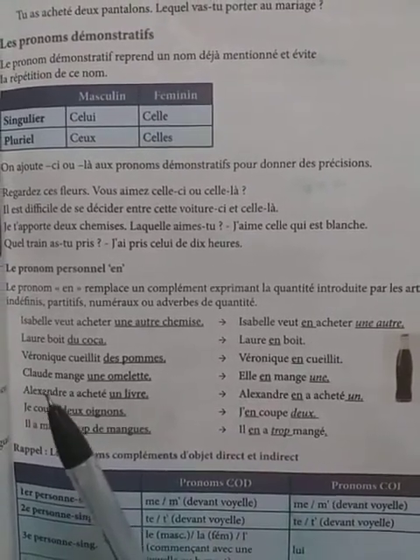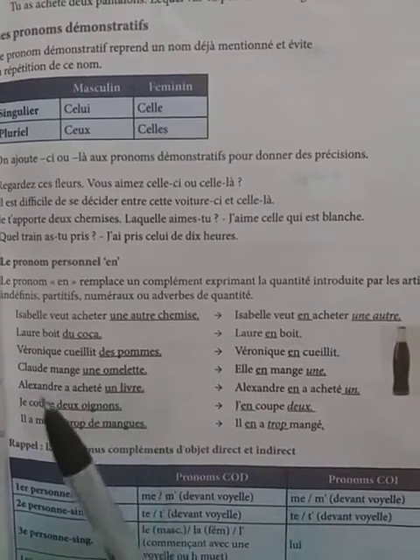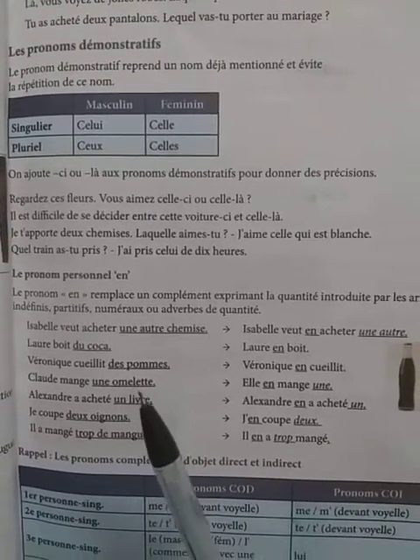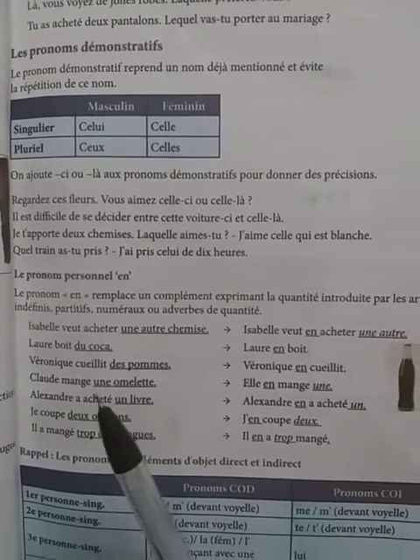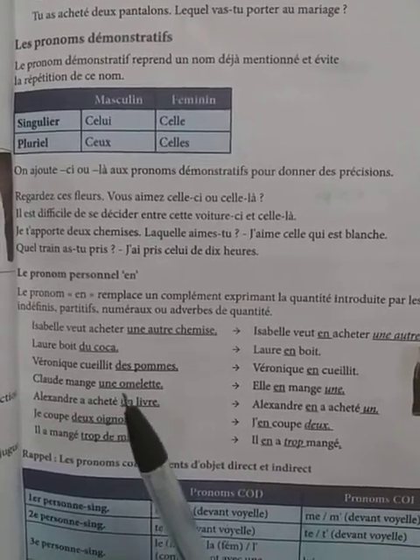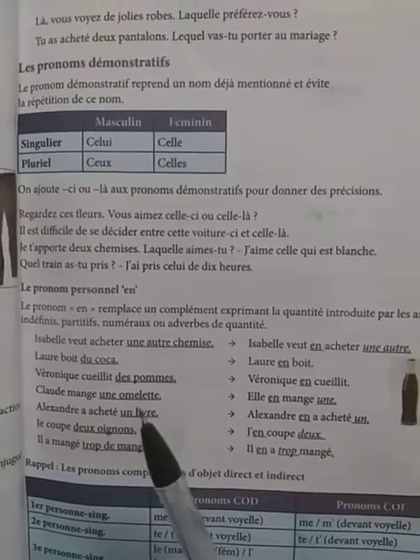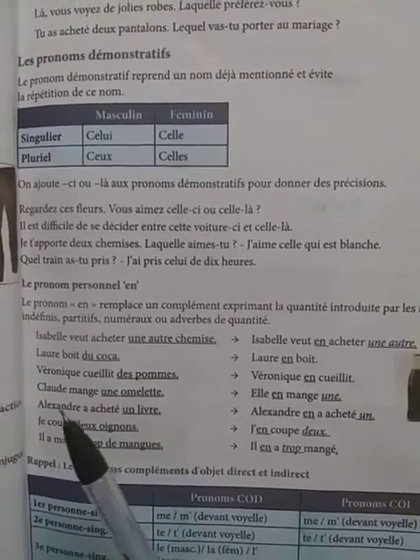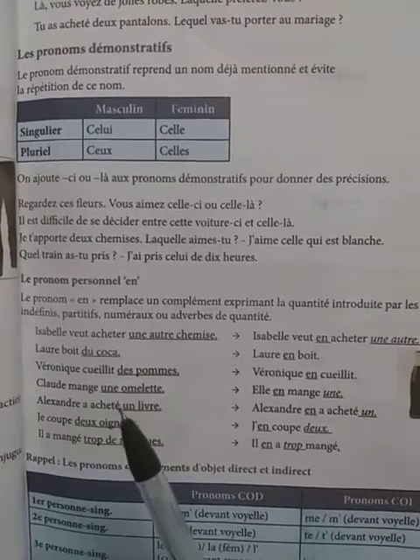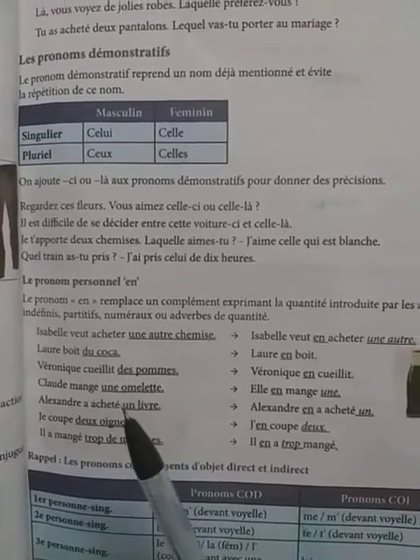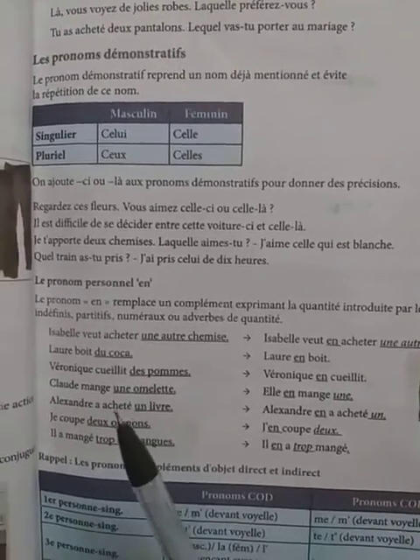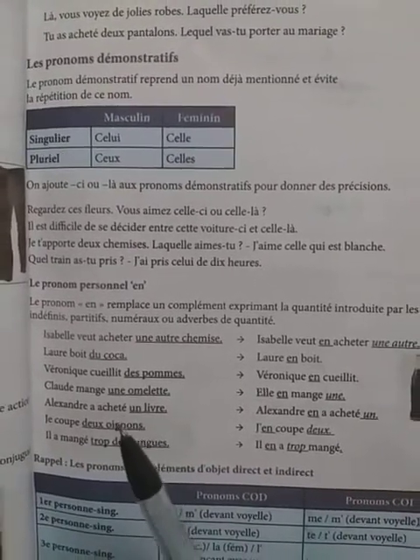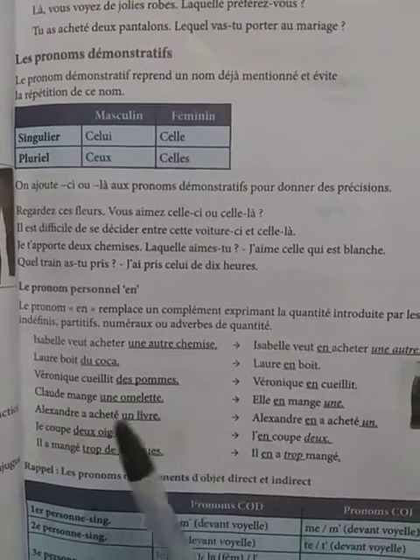Then one more example. Claude mange une omelette. Claude eats one omelette. Here, omelette is the noun, but it is introduced by une, and they have given the number one omelette. So you have to mention it in the answer. You just have to replace the noun only by the en pronoun, but the number you have to mention. For example, if Claude eats two omelettes, you have to mention two. Three means three. Un, une, deux, trois, quatre, cinq, six, like that. Numbers are given, you have to mention it.